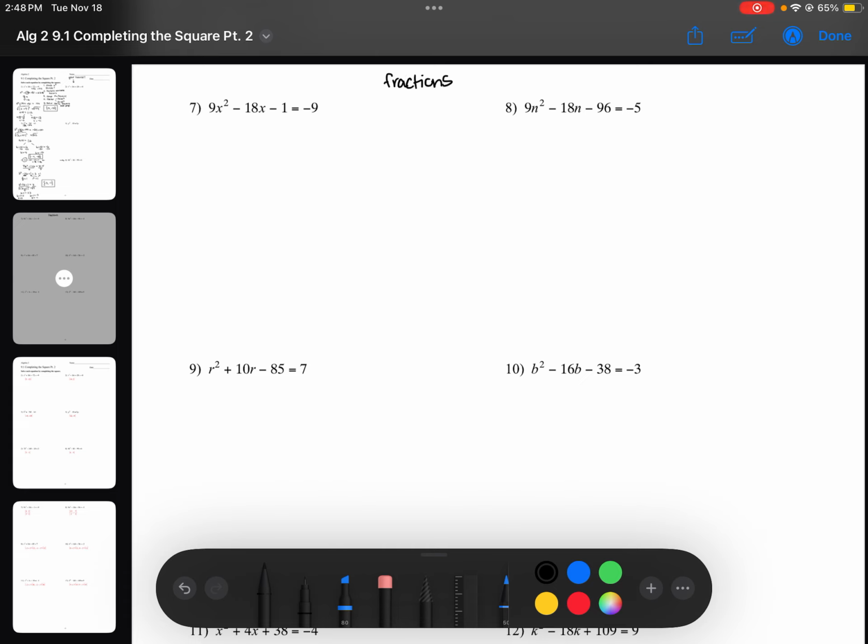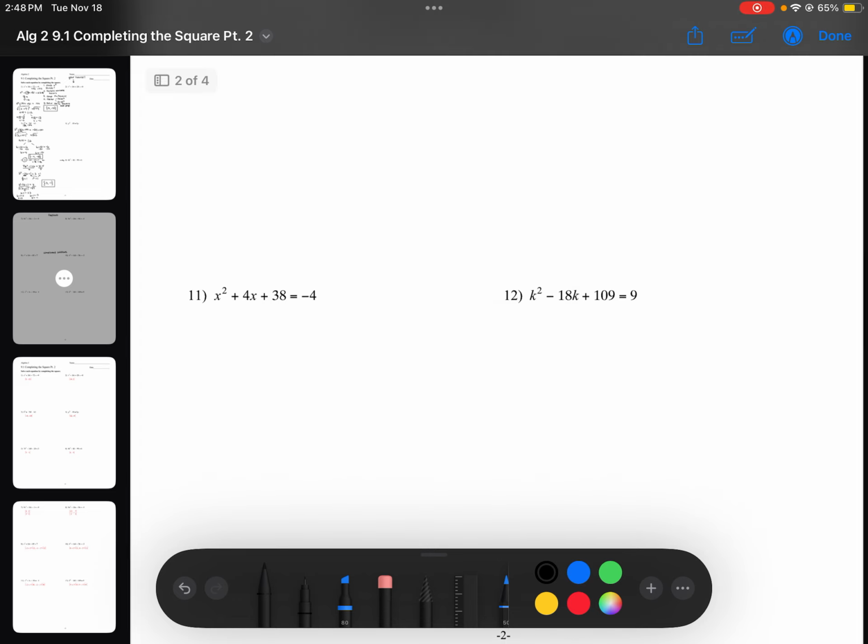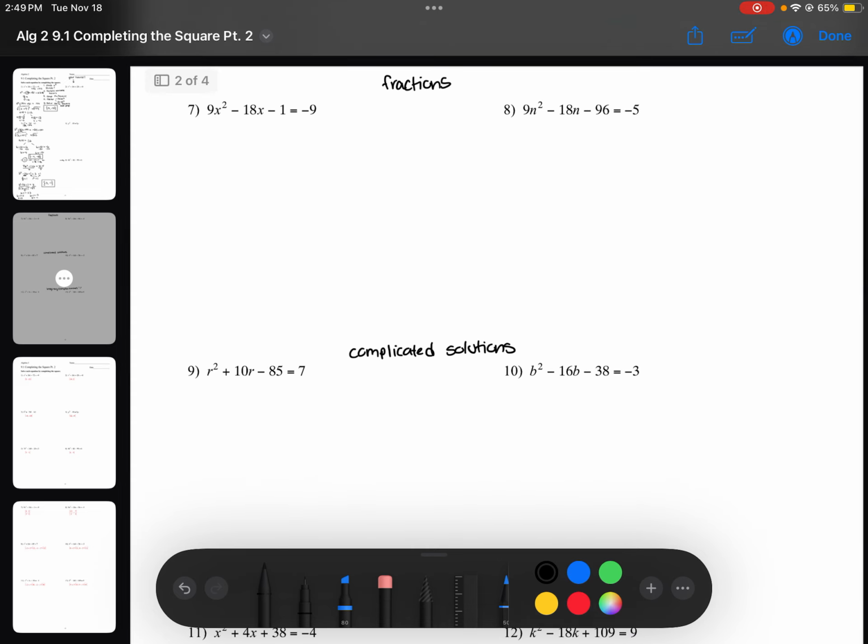9 and 10, you are going to be dealing with complicated solutions, I'm going to call them. 11 and 12, you are going to be dealing with imaginary numbers or complex numbers. So you're going to have i somewhere in your answers. All right, so here's where we're ramping it up today.